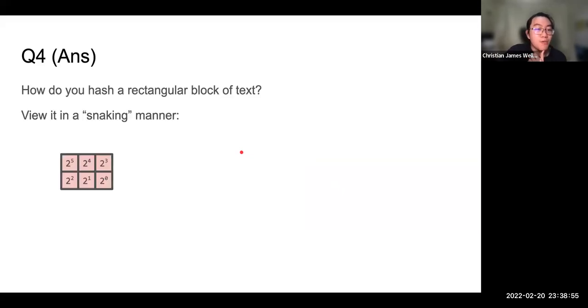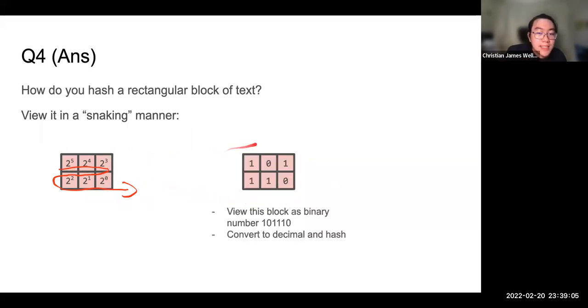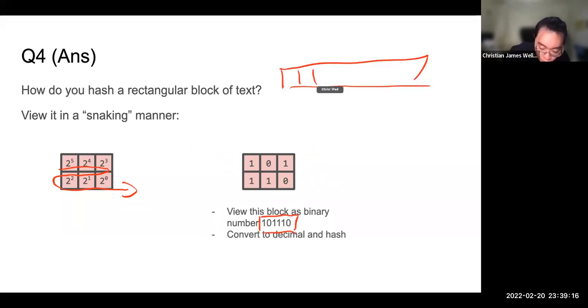You can try to view it in a snaking manner, something like this. So it kind of snakes, okay? View this block as a binary number. If you have this block over here, 101, 110, view it as this binary number. Because normally if it's just 1D, for example you have 110100, then we just view this normally as the binary number. But if it's a rectangular text, imagine it snakes like that.